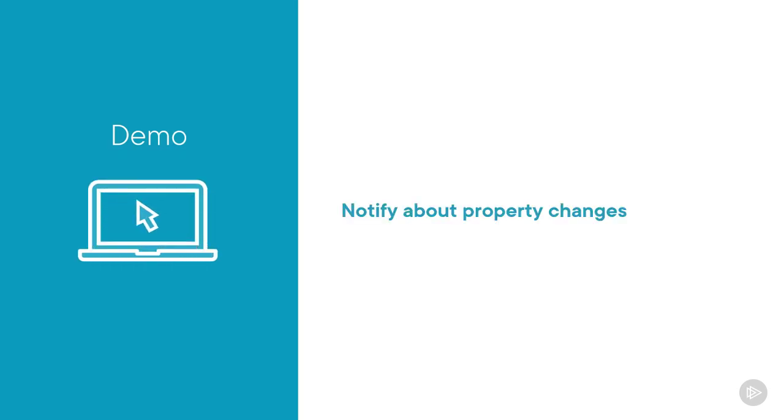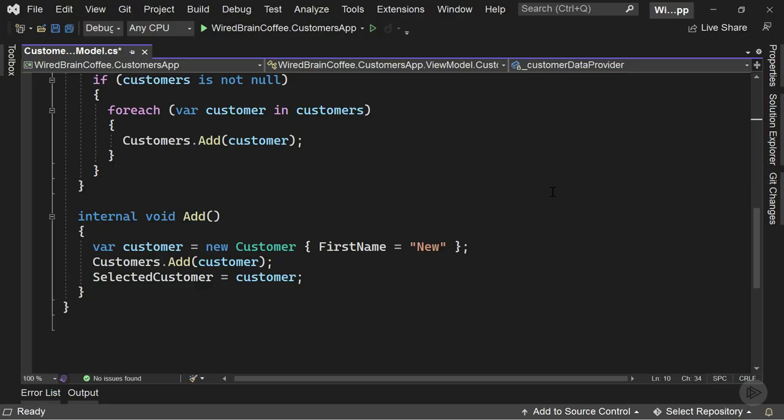In this demonstration, you will learn how to notify the data binding about property changes in your view model. Let's switch to Visual Studio. When you set a property in your view model, like here the SelectedCustomer property, the data binding does not know about that change. You need to notify the data binding so that it can update the user interface.